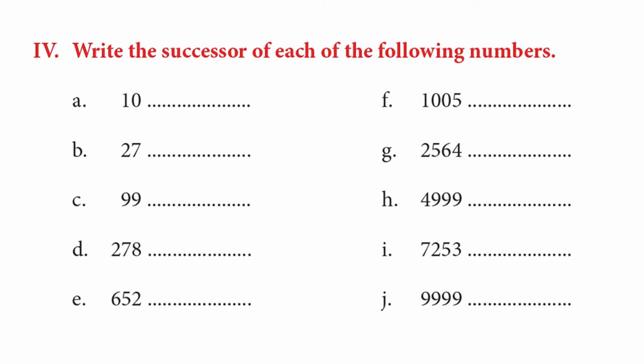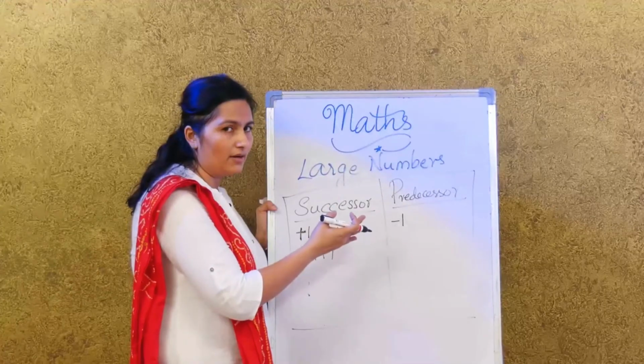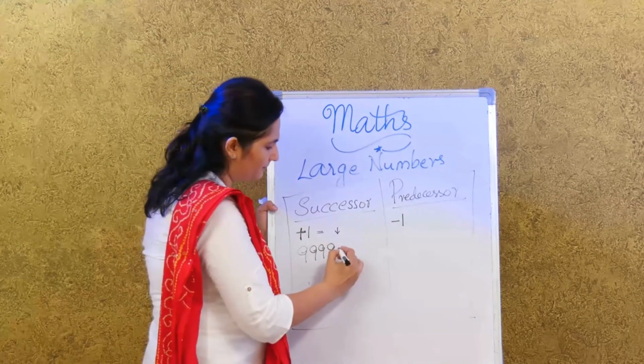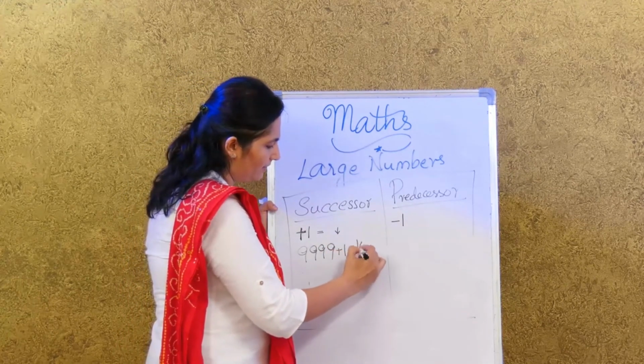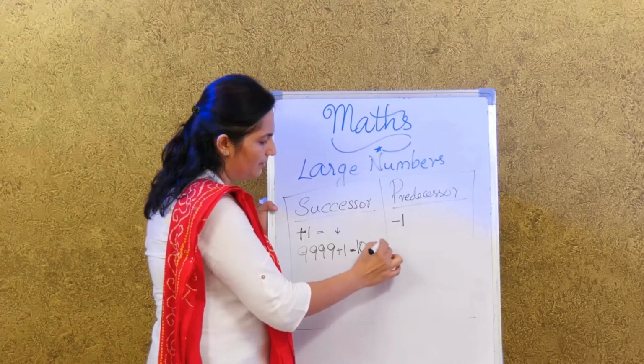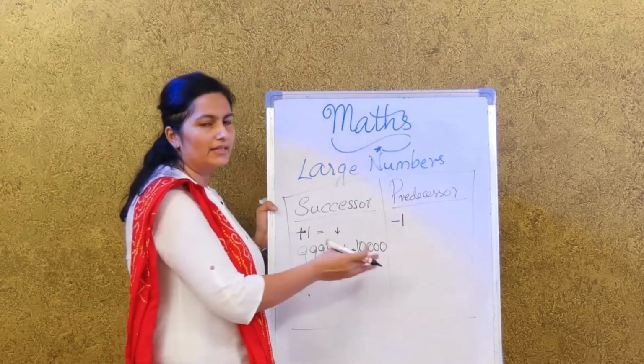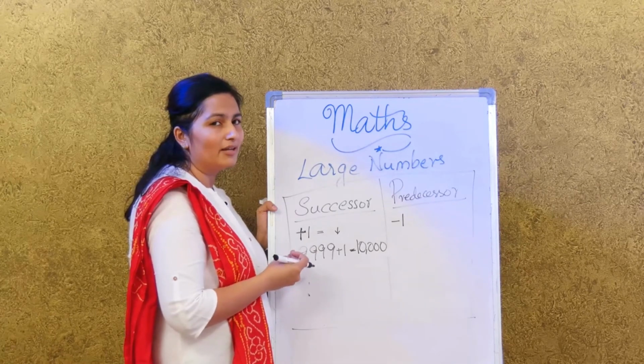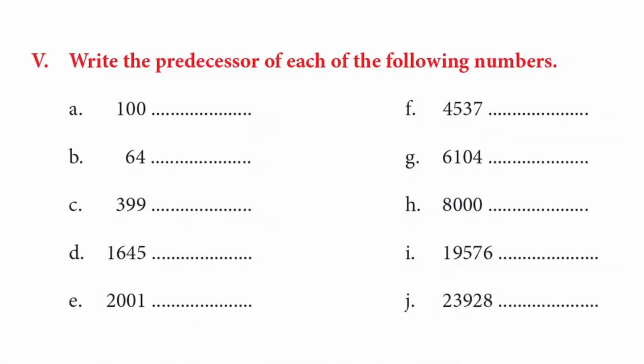Let's take a big number as an example, 9999. We want to find out the successor. What comes after? So, simple, add plus 1, which is equal to 10,000. So, 10,000 is the successor of 9,999. Let's take an example of predecessor.